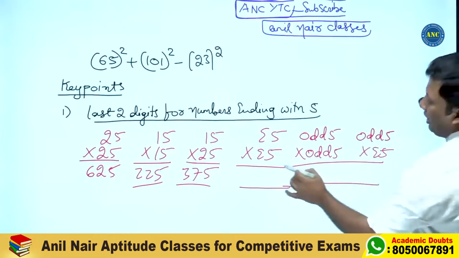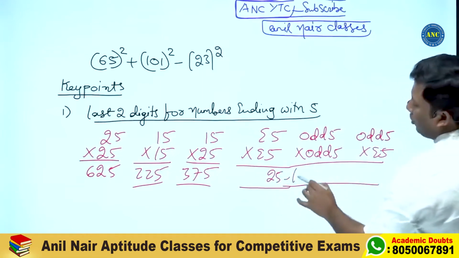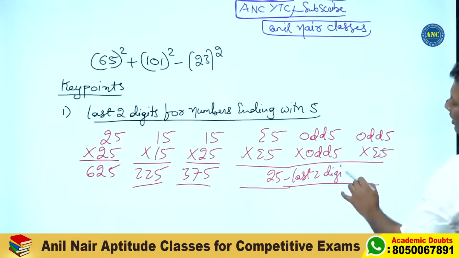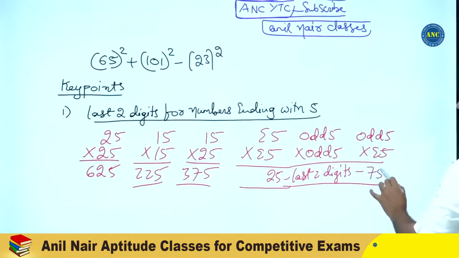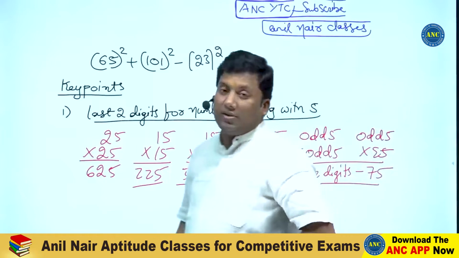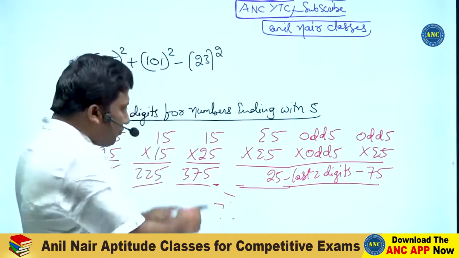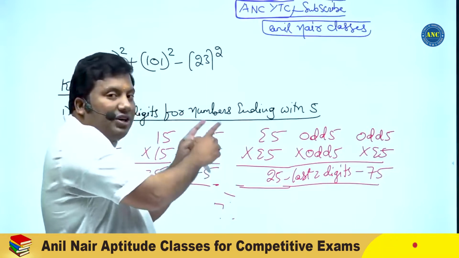Extremely important key point. Even 5 into even 5, odd 5 into odd 5, last two digits will be 25. Odd 5 into even 5, last two digits will be 75. Extremely important. Please make a note of it. Even 5 into even 5.